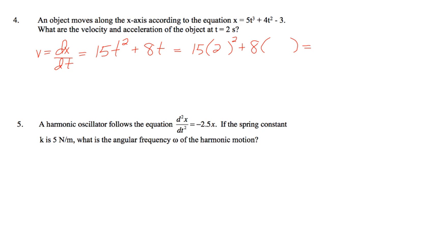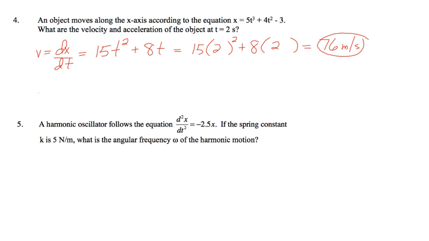So we're going to put 2 here and 2 here. And let's see, that's 60 plus 16. So that's 76 meters per second. So there's your answer for the velocity.